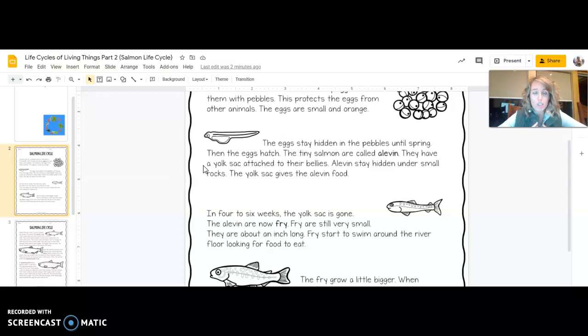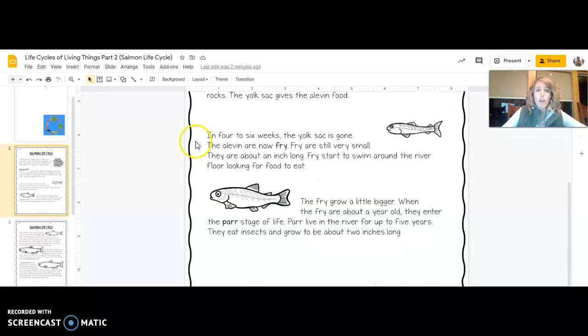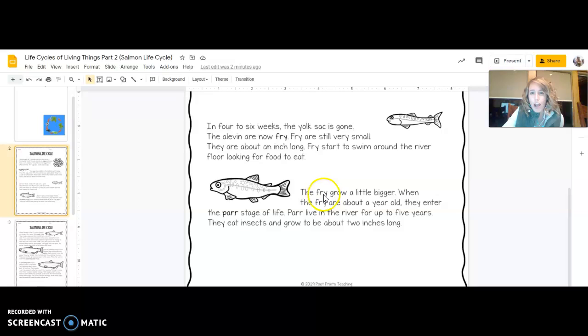Alevin stay hidden under small rocks. The yolk sac gives the alevin food. In 4 to 6 weeks, the yolk sac is gone. The alevin are now fry. Fry are still very small. They are about an inch long. Fry start to swim around the river floor looking for food to eat. The fry grow a little bigger. When the fry are about a year old, they enter the parr stage of life. Parr live in the river for up to 5 years. They eat insects and grow to be about 2 inches long. Not very big.